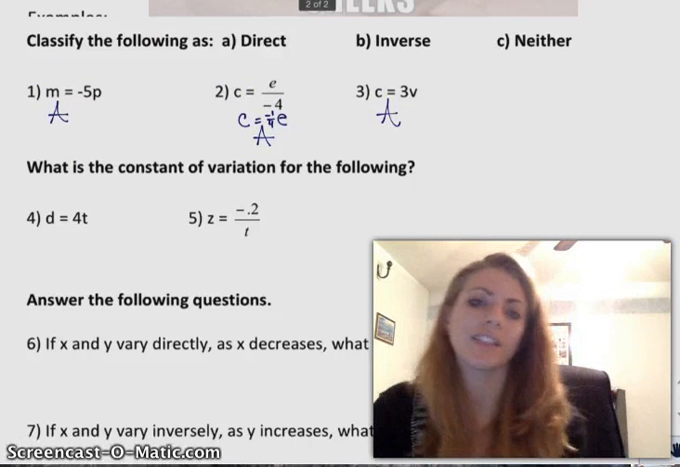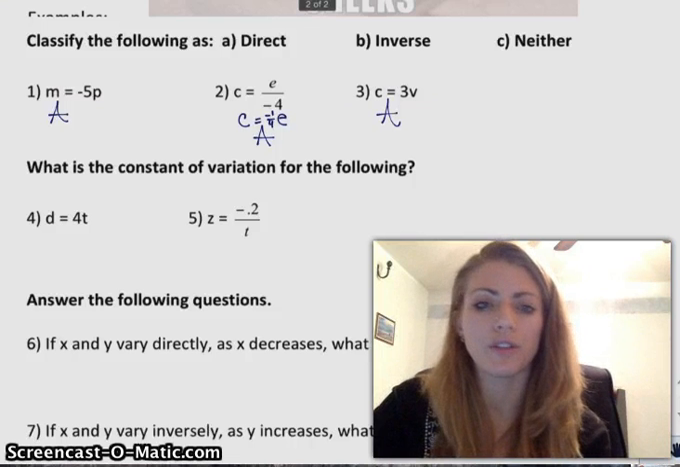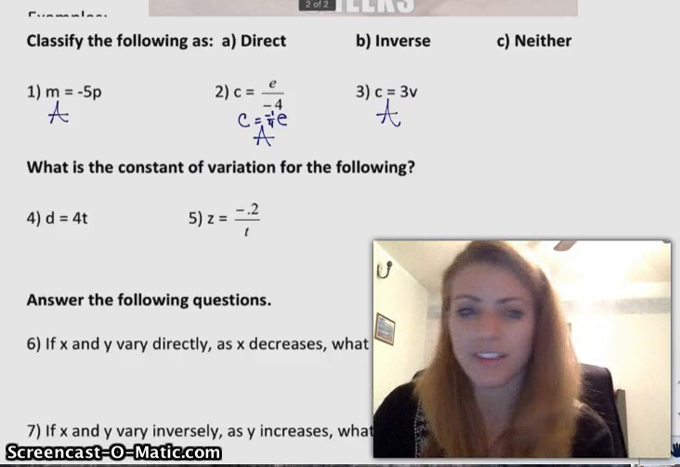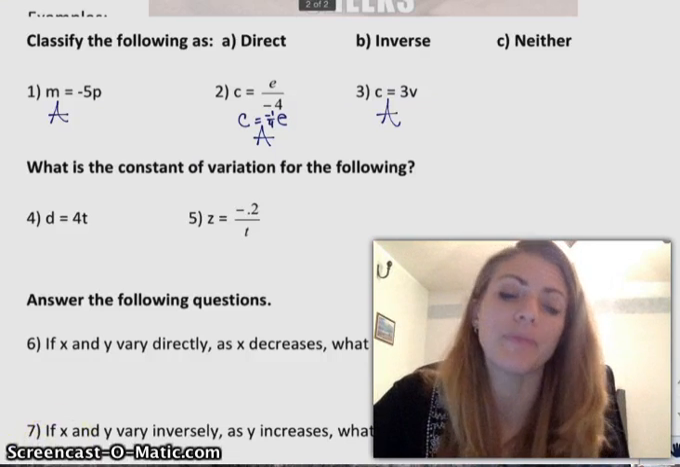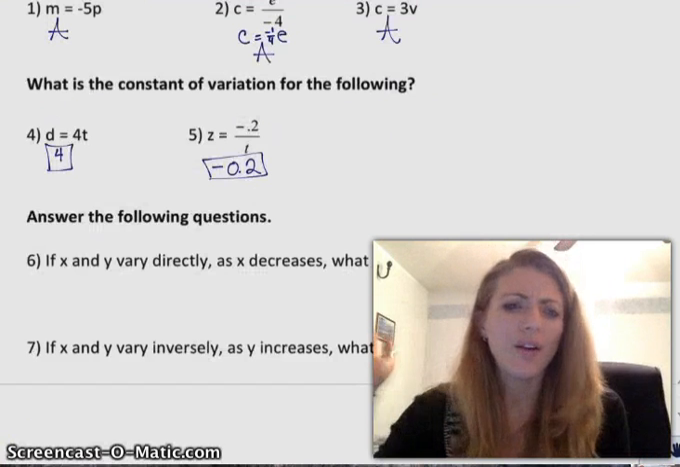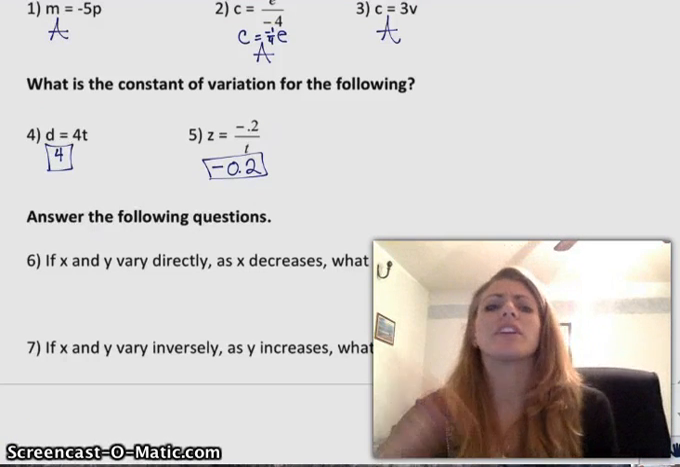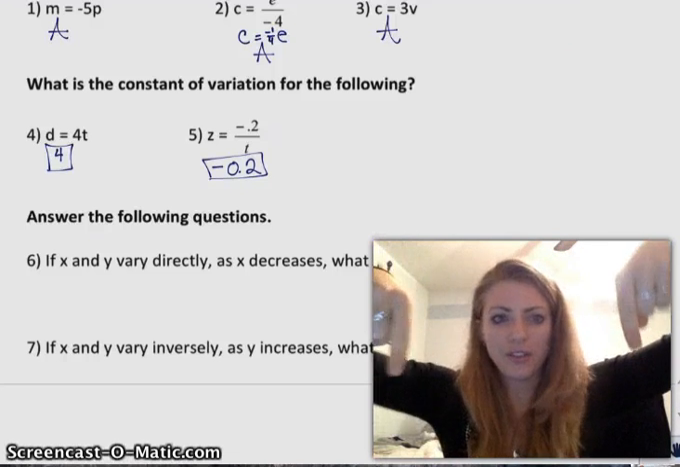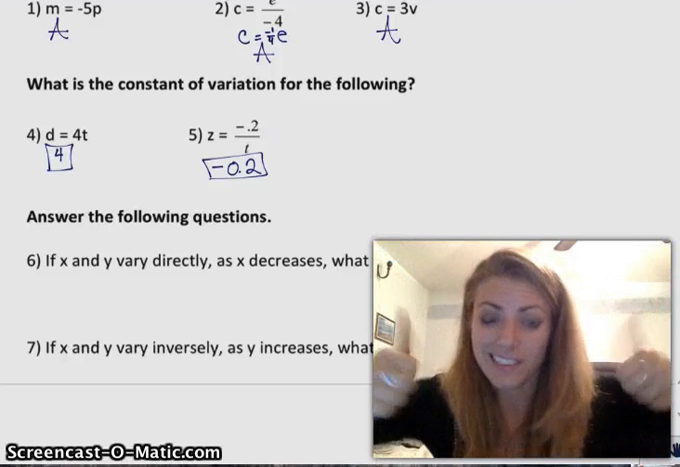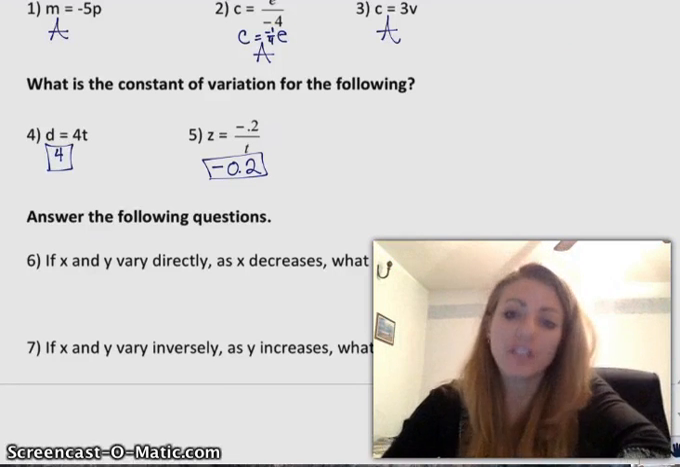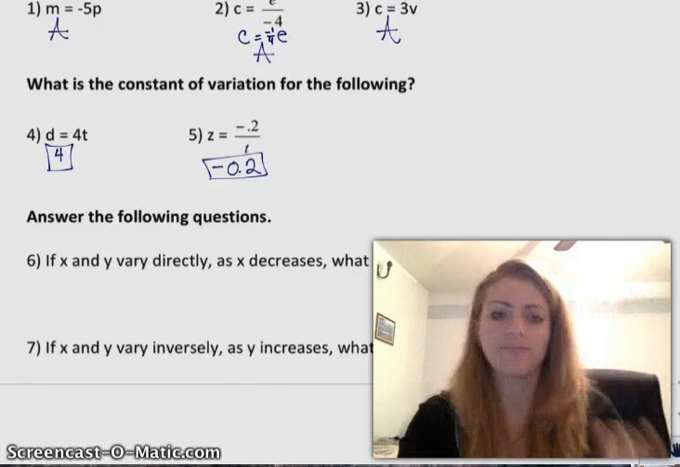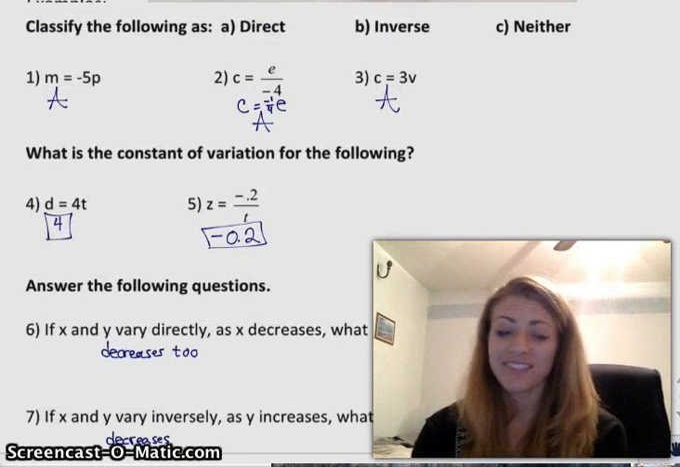Okay, pretty easy. Constant of variation. The first one is just 4. It's whatever your constant is. And then the second one is -0.2. That was super difficult. Oh, and we already talked about these. If x and y vary directly, as x decreases, y also decreases. And if x and y vary inversely, as y increases, x will decrease. And I think that's it.